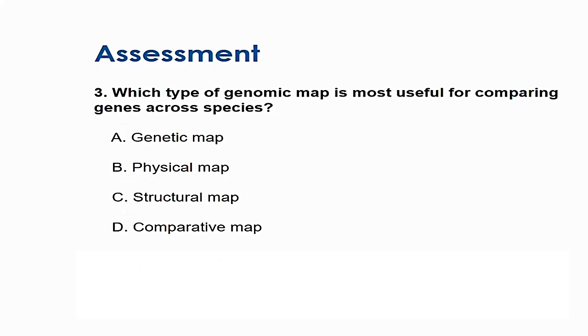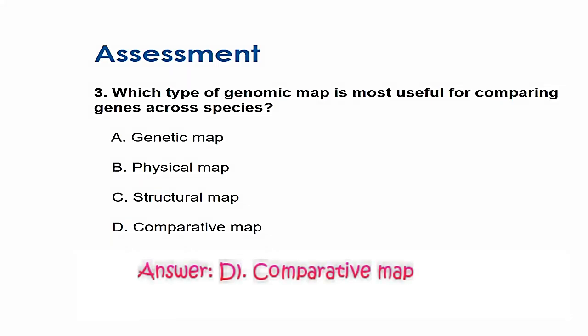Next one. Which type of genomic map is most useful for comparing genes across species? A. Genetic map. B. Physical map. C. Structural map. D. Comparative map. Friends, the correct answer is D. Comparative map.